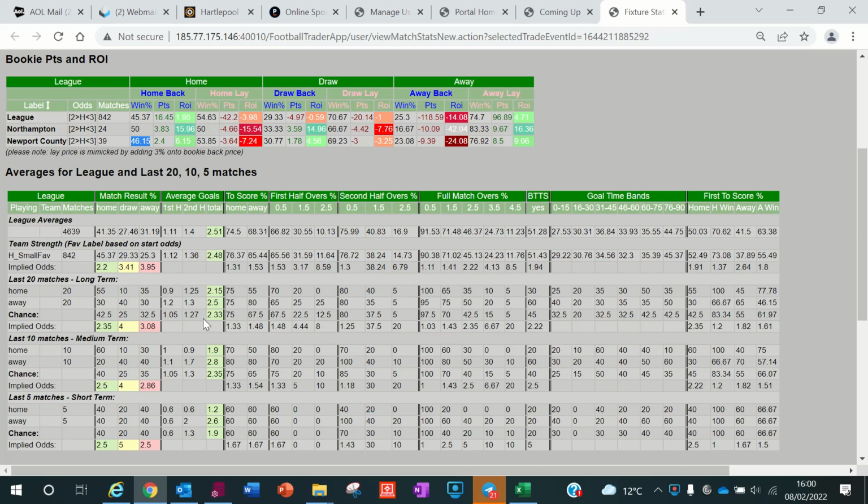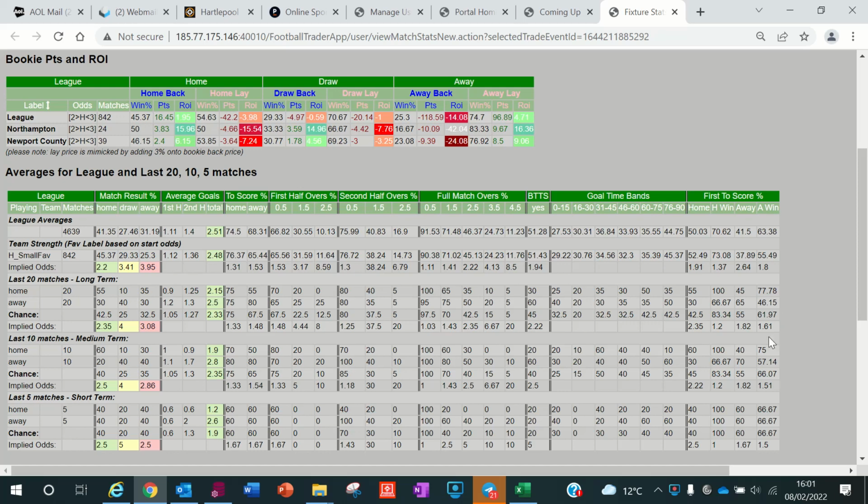If we have a look as well here, the last 20 matches, long term, of both sides: Northampton's last 20 home and Newport's last 20 away. If we go through here, we can see Northampton have scored first in 55% of the matches. When they score first, they win 100% of the time. When they concede first, which is 45% of the time, they lose 78% of the time.